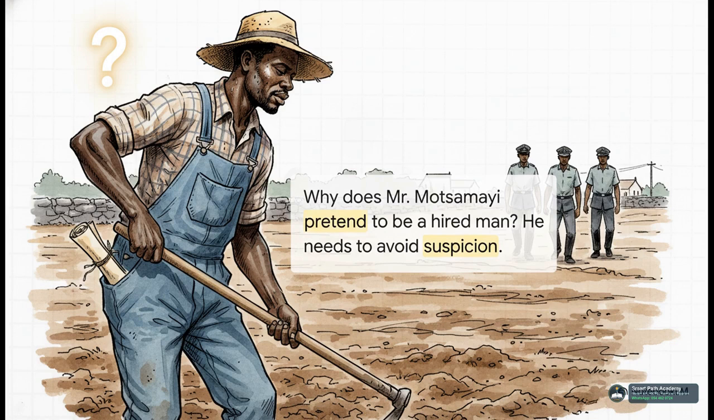So why exactly does Mr. Matsamai pretend to be a hired man on the farm? Well, if you ever get stuck on a question like this, the best strategy is to reread and use your background knowledge. We already established how dangerous it was to fight apartheid, so we can easily figure out that he's in disguise to avoid raising any suspicion from the authorities. He has to completely blend in so he can safely relay his messages.